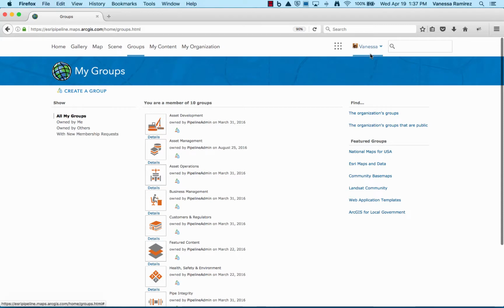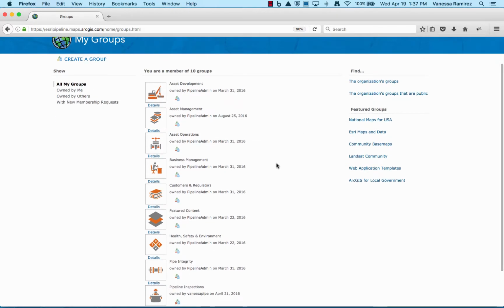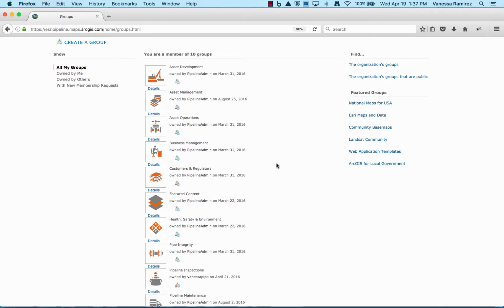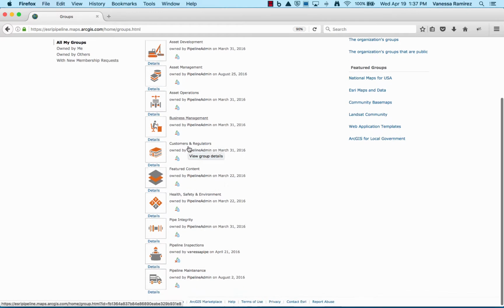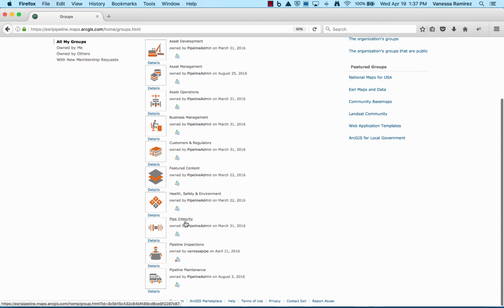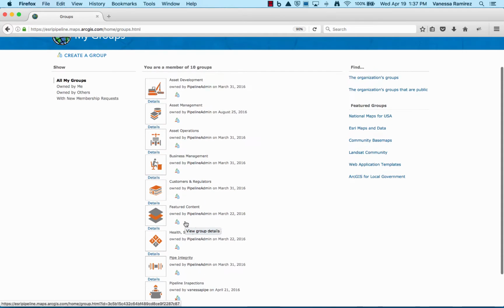So this named user controls the content that I have access to. So groups are really the way that we disseminate content for the various groups and keep it separate. So for example, your business management team may need access to different information than the pipe integrity team. Using the group mechanism, they can actually keep that information separate.